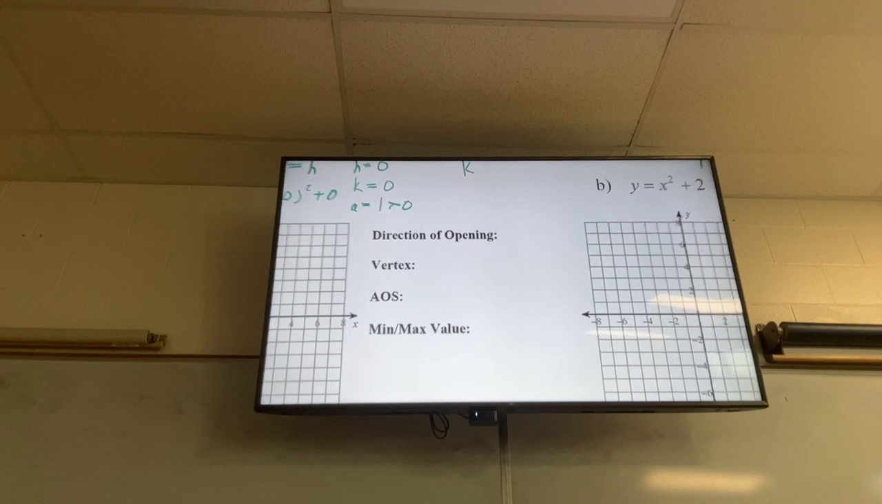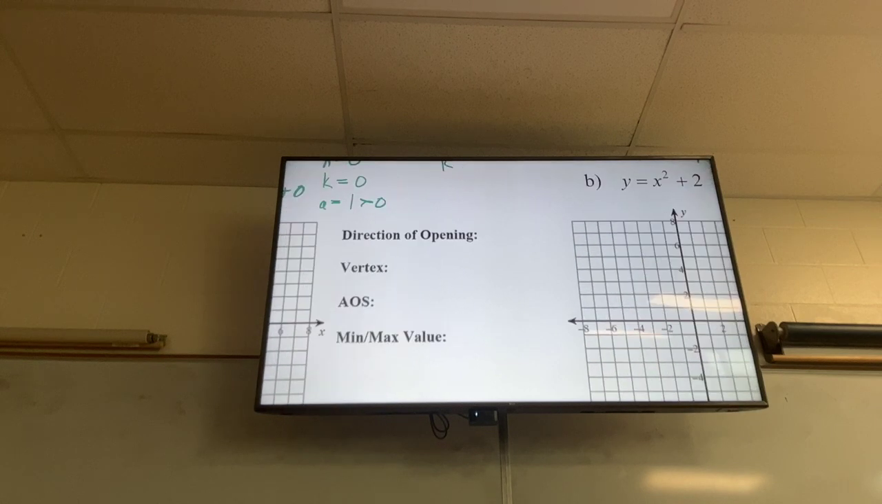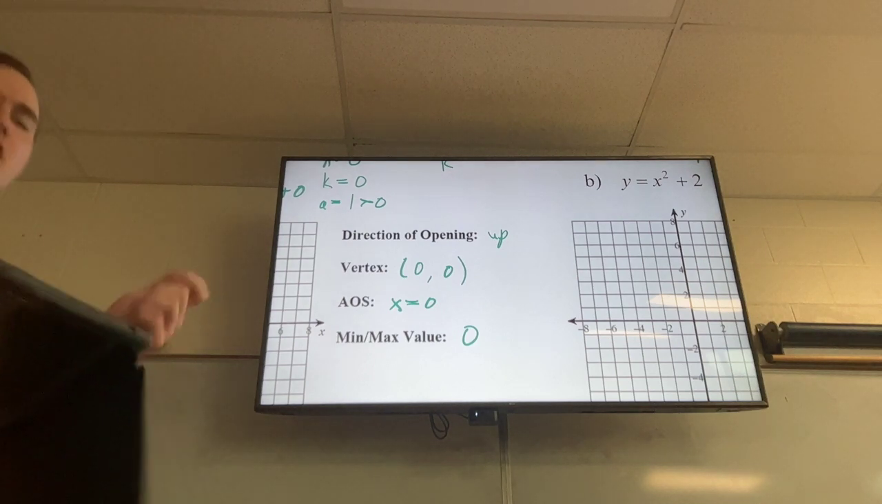All right, direction of opening then is up. Where's my vertex? (0, 0). What's my AOS? x equals 0. Boom. Love it. Min-max value? 0. You just copy down k. Is that going to be a min here or a max? Min. And to confirm that, let's graph it, and then I'll show you why.